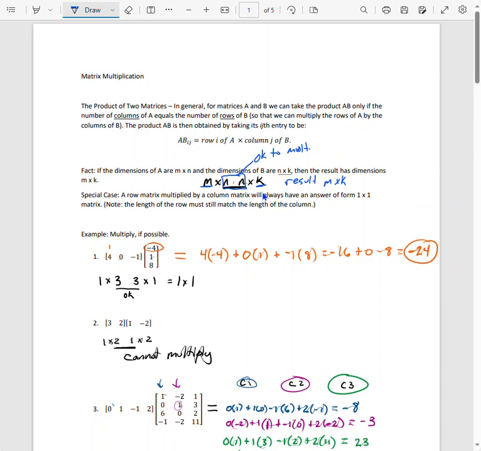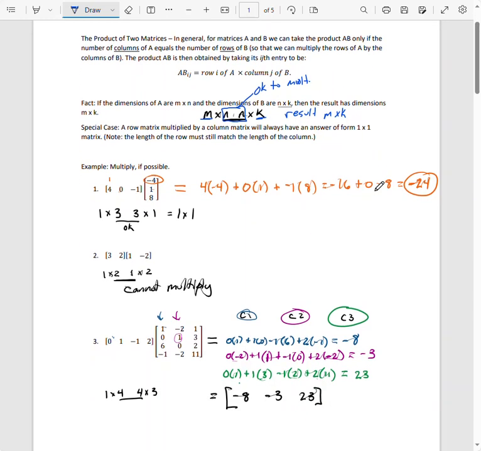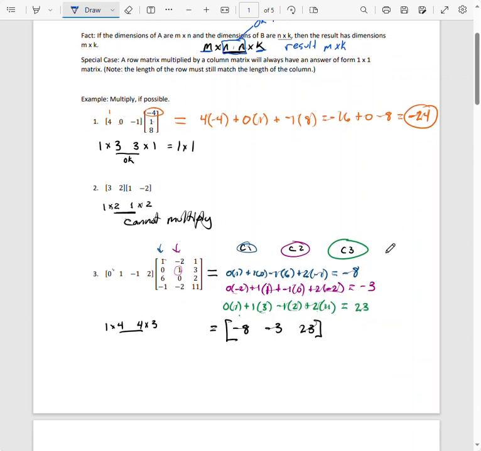Special case: a row matrix multiplied by a column matrix will always have an answer of the form 1 by 1. They still have to match. It has to be like a 1 by 3 and a 3 by 1, or a 3 by 1 and a 1 by 3. They have to match up so things actually multiply. Let's take a look. We're going to multiply if possible.